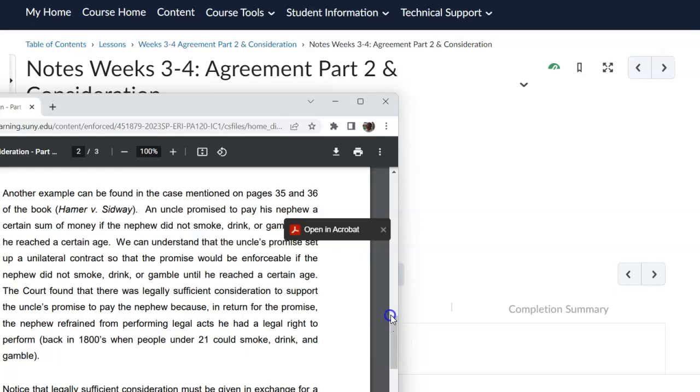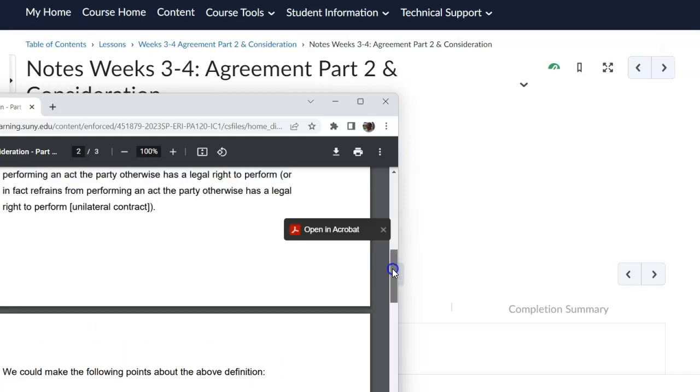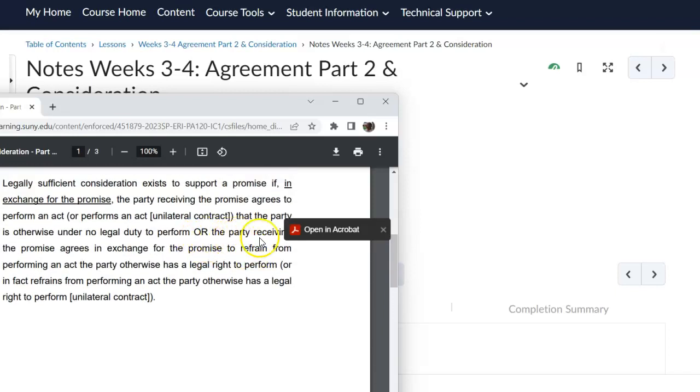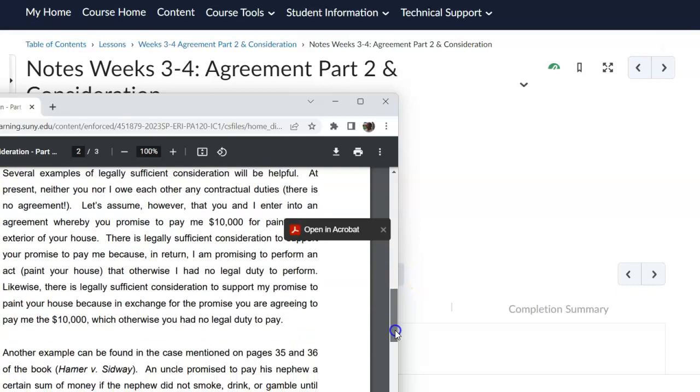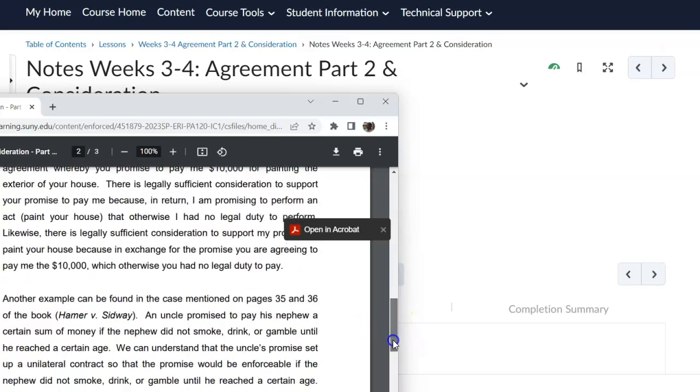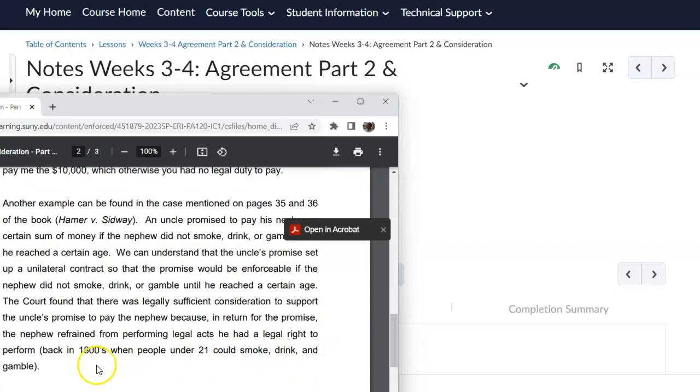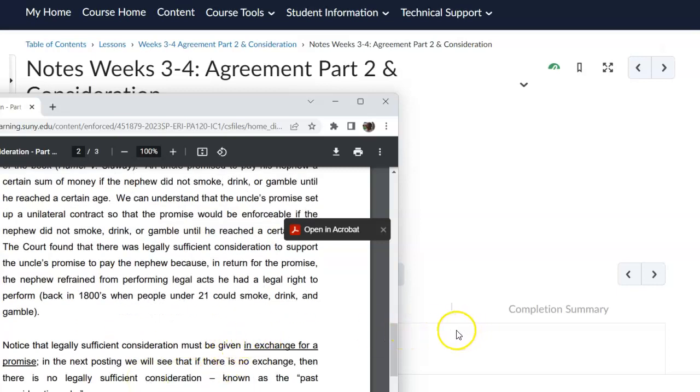And if we go back to our definition of consideration, we're at the part where the party receiving the promise agrees to refrain from performing an act they otherwise had a legal right to perform. And as I point out, in New York, back then at least, a minor or person under the age of 21 had the right to smoke, drink, and gamble before the age of 21. So the nephew was refraining from performing an act that he otherwise had a legal right to perform. And that, the court ruled in this famous case of Hammer versus Sidway, amounted to legally sufficient consideration.